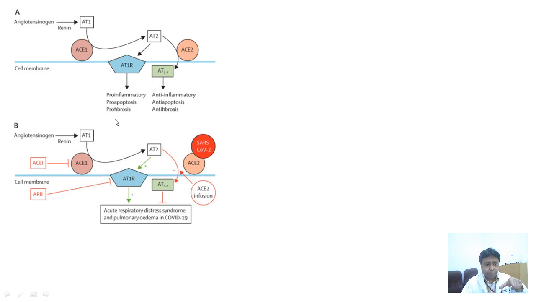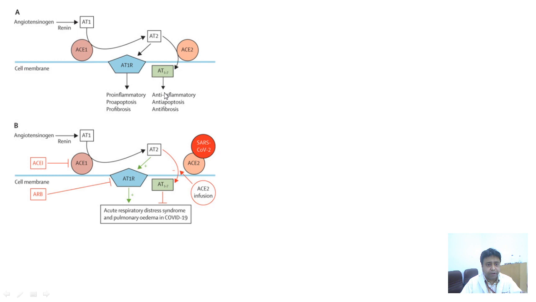Now angiotensin 2 can also be acted upon by another enzyme known as ACE2, which is angiotensin converting enzyme 2. This is converting enzyme 1. This angiotensin converting enzyme 2 converts angiotensin 2 into ANG1-7, which is a small peptide. Surprisingly, this angiotensin 1-7 has a function absolutely contradictory to the functions of AT2. Whereas AT2 increases pro-inflammatory cytokines, ANG1-7 produces an anti-inflammatory environment.